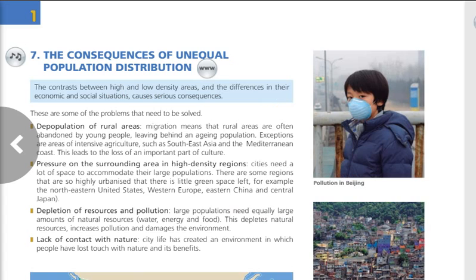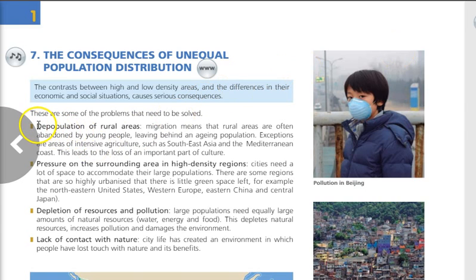And now the last point of this unit, the consequences of unequal population distribution. The contrast between high and low density areas and the differences in their economic and social situation causes serious consequences. These are some of the problems that need to be solved.